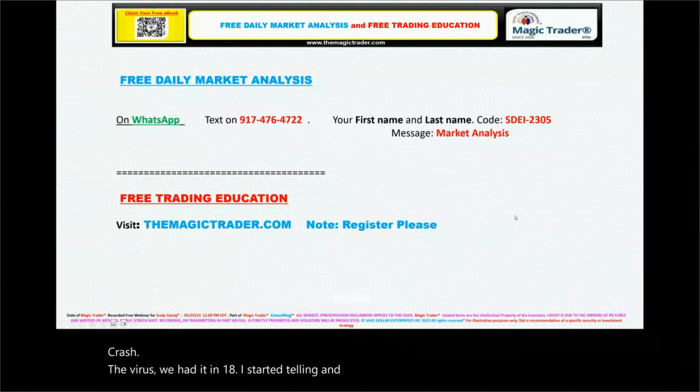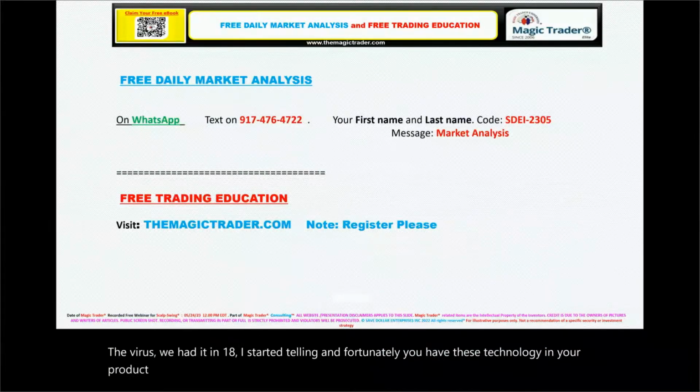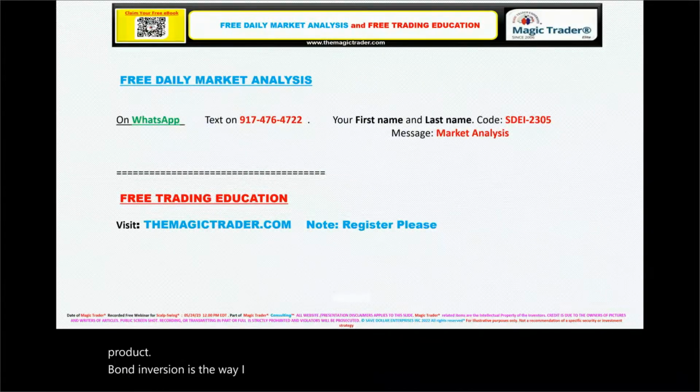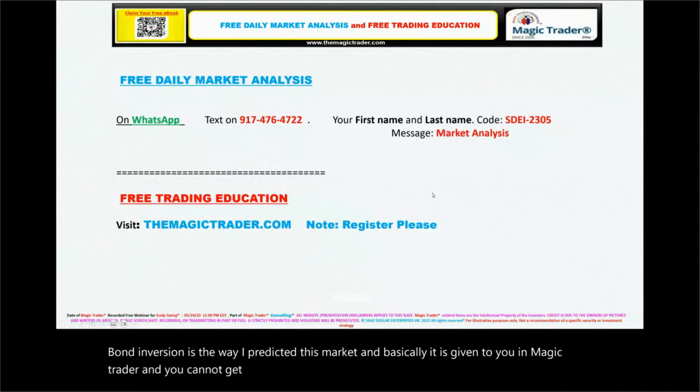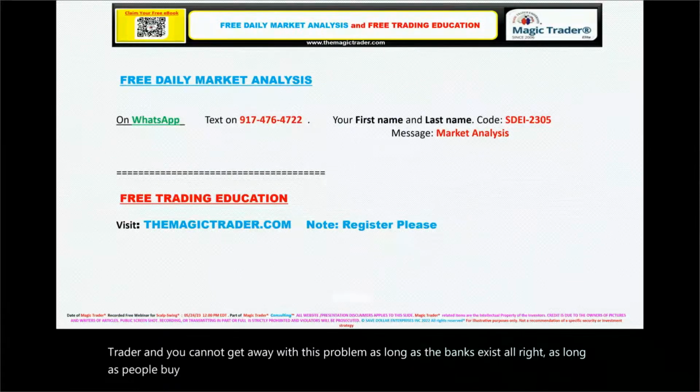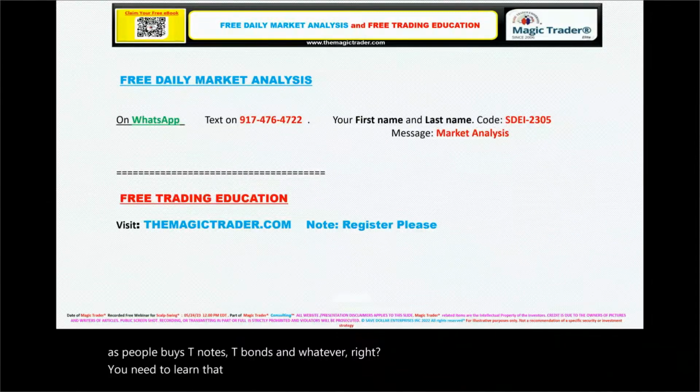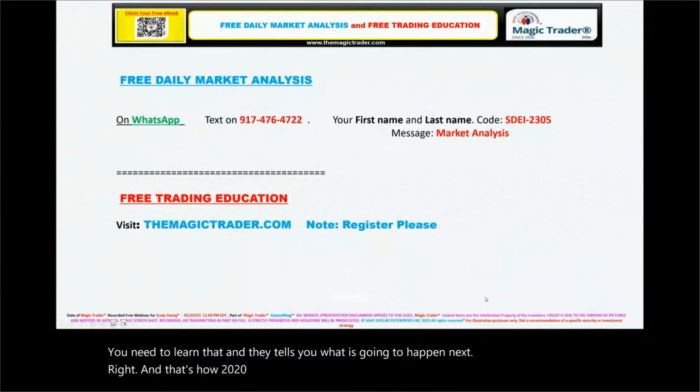And fortunately, you have this technology in your product. Bond inversion is the way I predicted this market. Basically, it is given to you in Magic Trader. And you cannot get away with this problem as long as the banks exist, as long as people buy T-notes, T-bonds, and whatever. You need to learn that. And they tell you what is going to happen next. That's how the 2020 crash was predicted, and I spoke publicly in Chicago and Atlanta just in January before the crash.